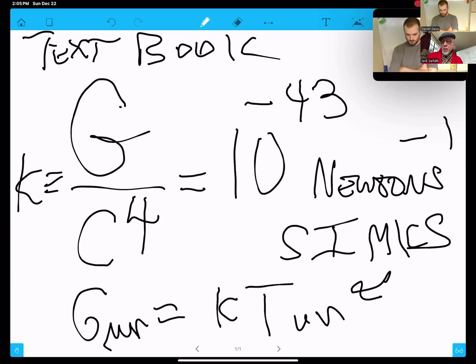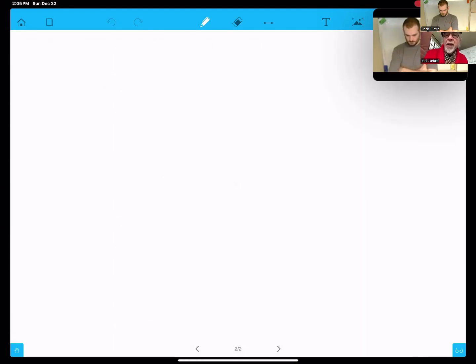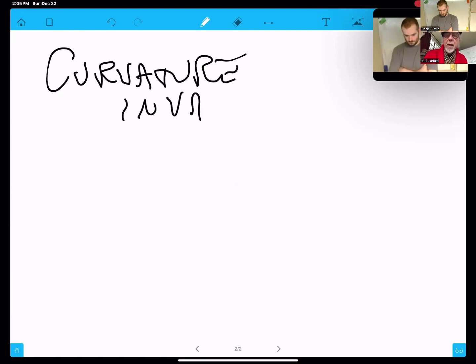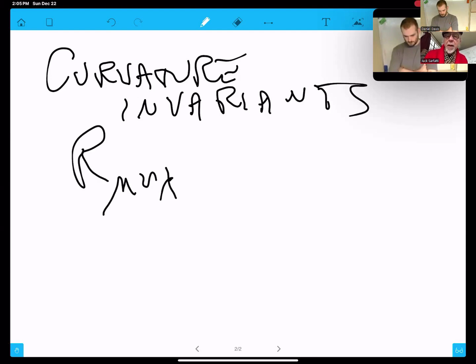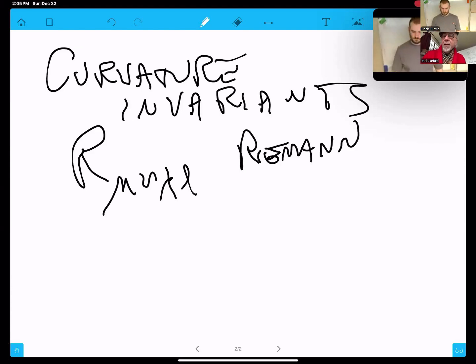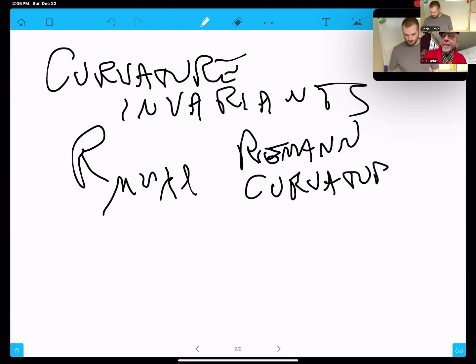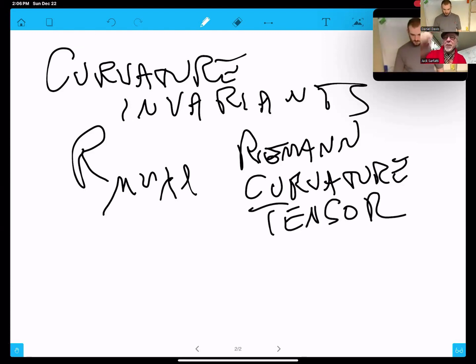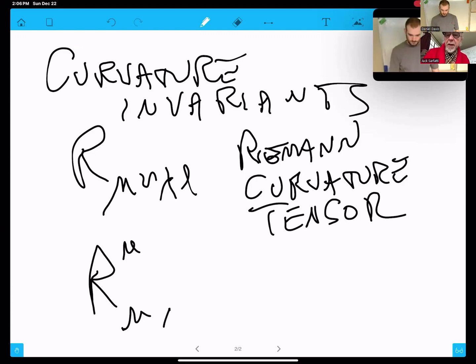I'm going to switch now. Curvature invariants. You have what's called the curvature tensor, R mu nu lambda sigma. This is the Riemann curvature tensor. And you could do things like contract it, there's a G mu lambda. That's a curvature invariant. There are all kinds of ways you can make these invariants.